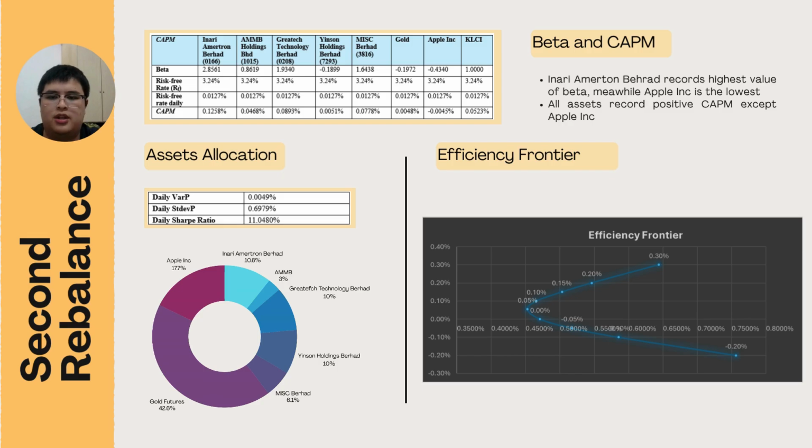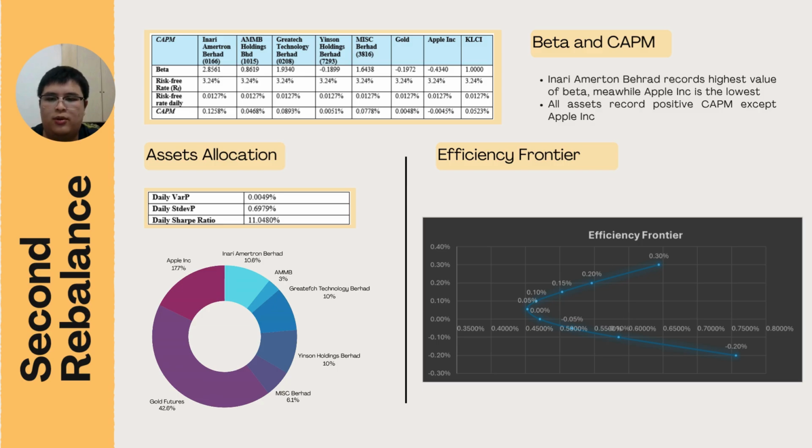The table shows that Inari Amertron Berhad records the highest value of beta, which is 2.8561. Meanwhile, Apple records the lowest value of beta, which is negative 0.4340. Furthermore, the CAPM of each asset records a positive value except Apple, which is negative 0.0045%. In summary, the local stocks and derivative will have a bullish trend in the second rebalance, while the international stock will have a bearish trend.